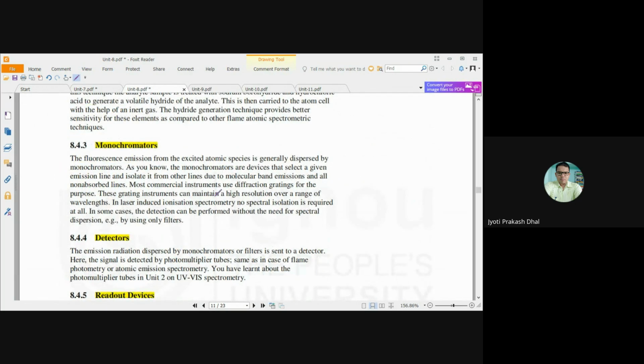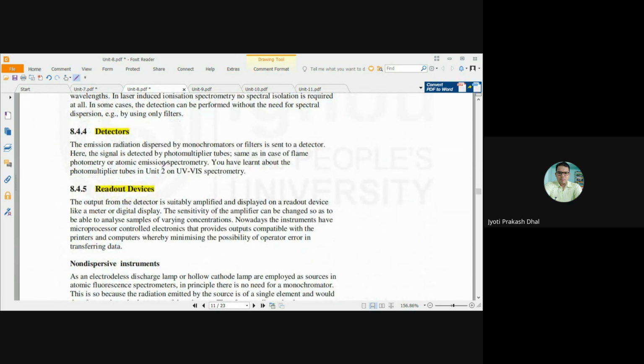Now coming to the monochromator, the fluorescence emission from the excited atomic species is generally dispersed by a monochromator. Monochromators are devices that select a given emission line and isolate it from other lines due to molecular band emissions and all non-observed lines. Most commercial instruments use diffraction gratings for this purpose. These grating instruments can maintain a high resolution over a range of wavelengths. In laser-induced ionization spectrometry, no spectral isolation is required at all.